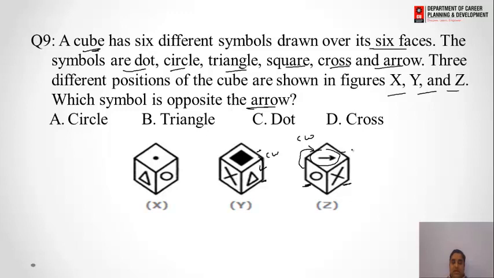So now we can say square we have on this side and triangle we have on the opposite side. Now the question is, the side opposite to arrow is the side that carries triangle. Option B is the right answer for this question.